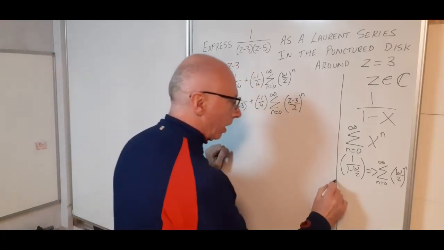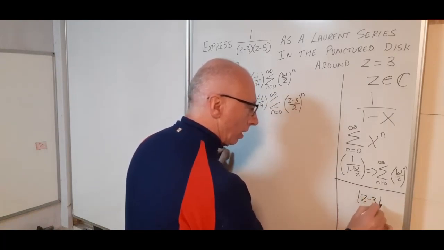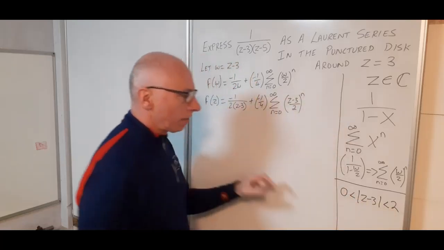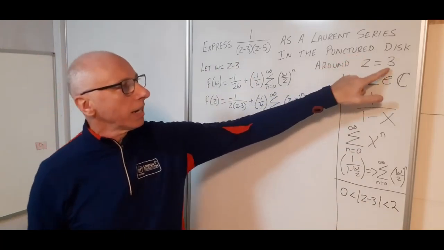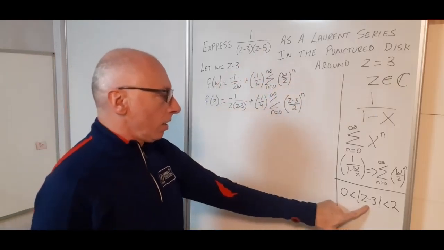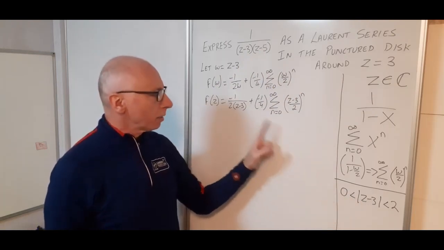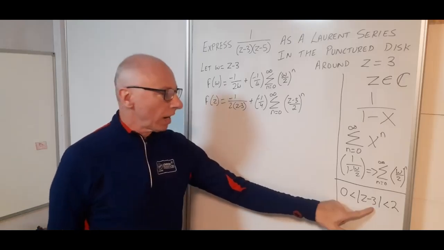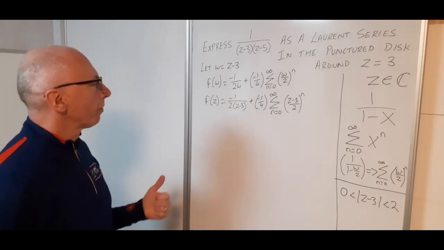So if I write here, we've got the absolute value of z minus 3, that's got to be less than 2 and greater than 0. Notice 0 is not included because it's a punctured disk. So actually at z equals 3, this is also not included. So for the punctured disk, this would give us a valid expansion for this range of values for the absolute value of z minus 3 from 0 to 2.